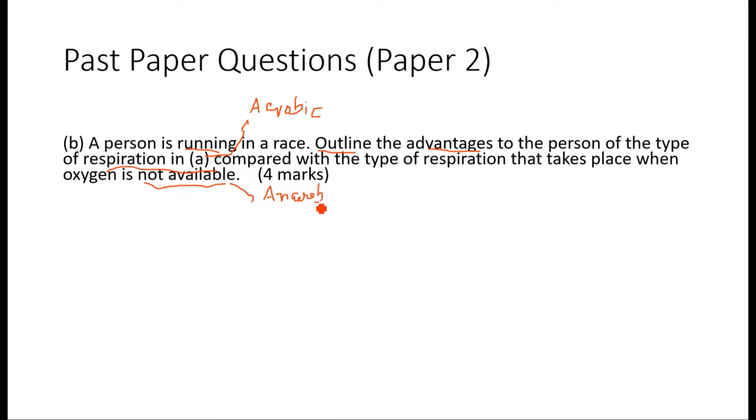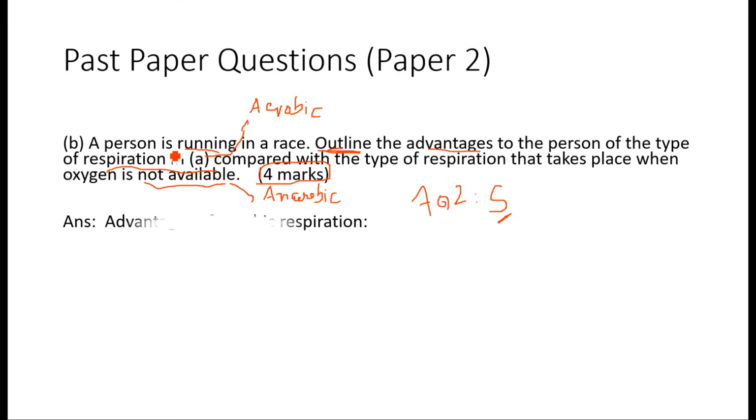Keep in mind here that the word used is outline. It does not ask us to discuss, describe, or explain, so we'll just give a general idea of how aerobic respiration is supposed to be more advantageous than anaerobic respiration. We need to take into consideration the number of marks, which is 4. And we can consider this as an example of Assessment Objective 2, which is basically the application of the knowledge and understanding, and it will be related to problem solving. So I'm going to write an S for solution.